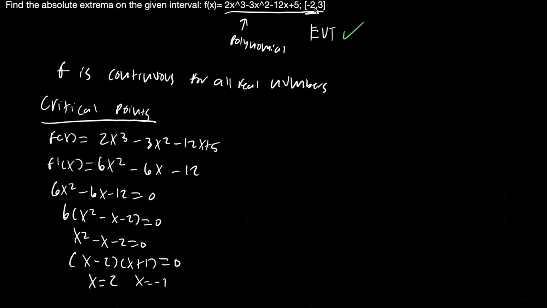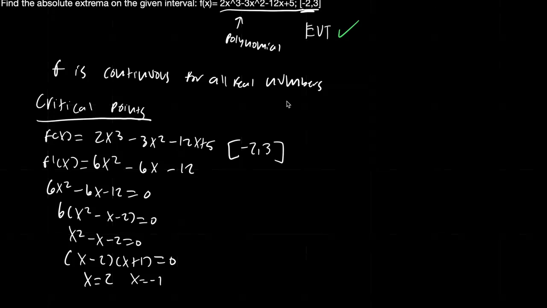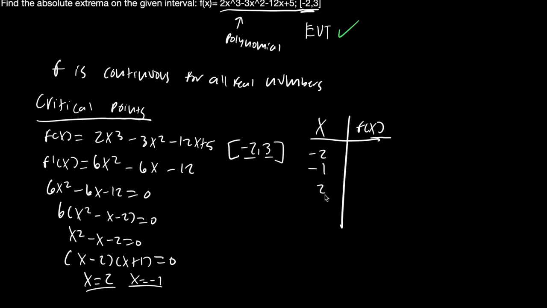Going back to our interval, it is -2 to 3. Both points are included. So in our table, we're going to do x and f of x. We're going to include our endpoints, -2 and 3, and then our critical points, -1 and 2. And then you can just plug and chug.